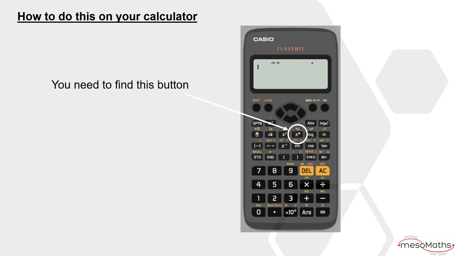And the way it works is as follows. Type in your initial amount, type in your multiplier, then press that button, and that will give you the ability to input an index number. Press that, press equals, and that's how you've carried out the calculation using a scientific calculator.